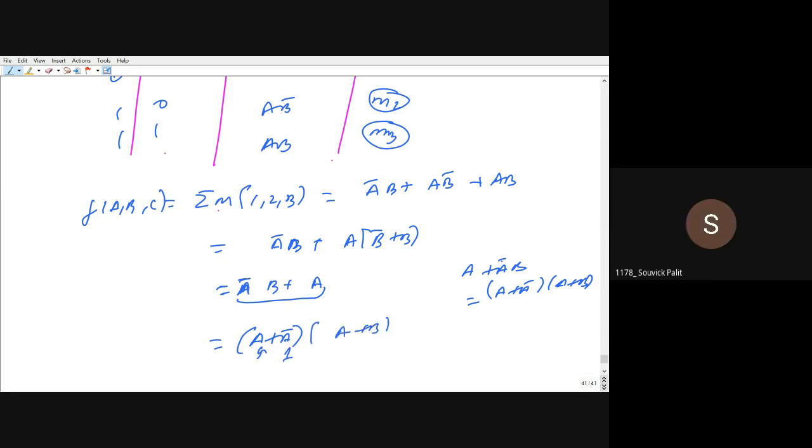Excuse me, sir, why did we not include m0? Because it is not provided in the function, right? You can see what minterms we are having: 1, 2, and 3.